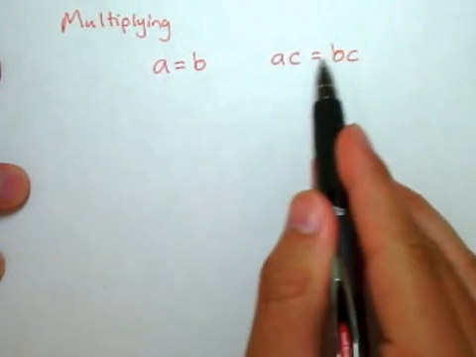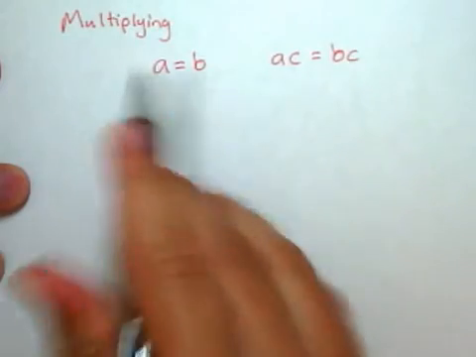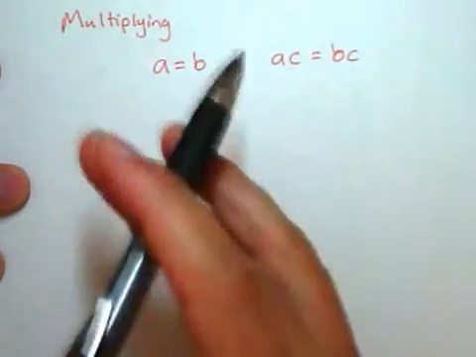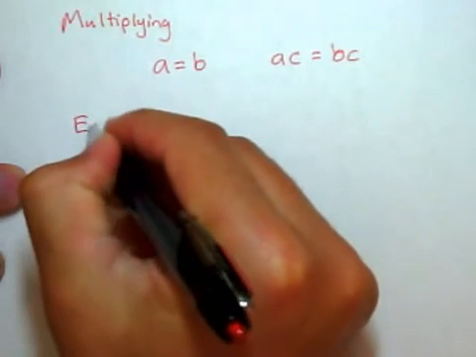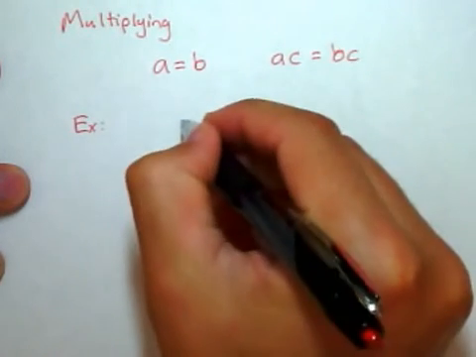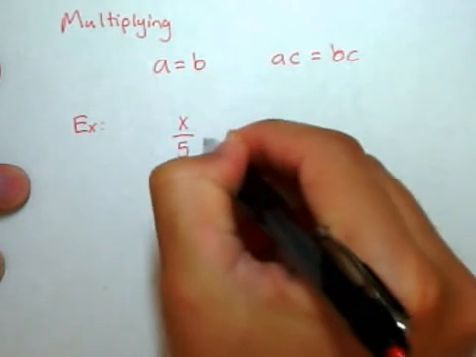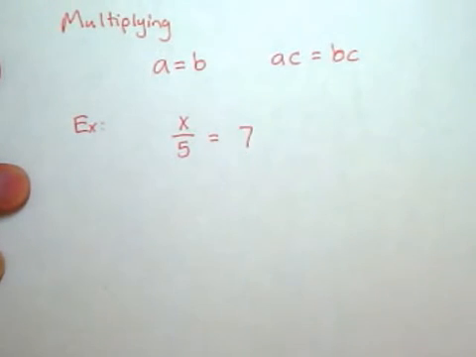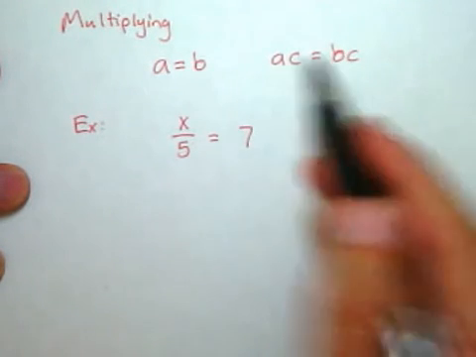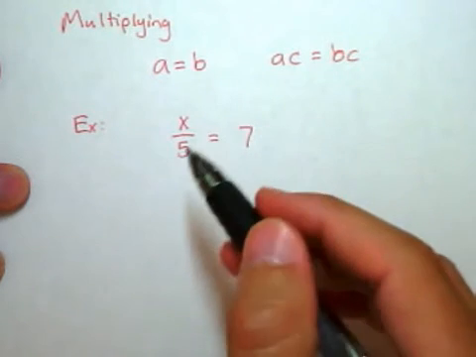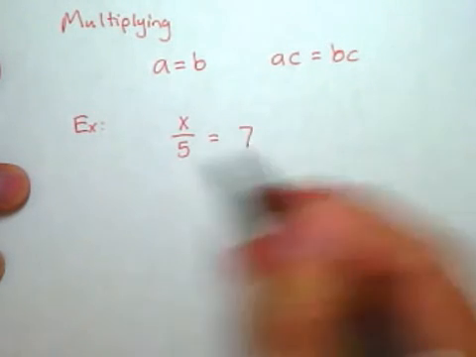So A times C equals B times C. Again, don't get too caught up by the lettering. Let's take a look at an example, and that'll make more sense. An example here would be x over 5 equals 7. If we look back at our formula, we know that we need to multiply by something. So we're going to multiply by our c.